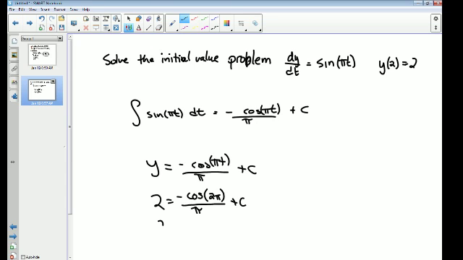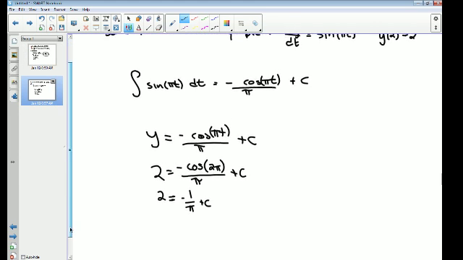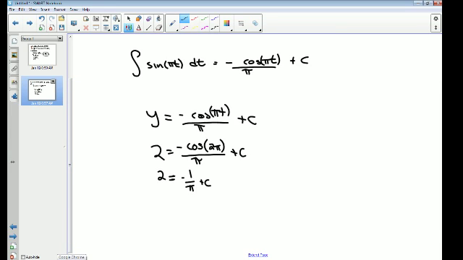So 2 equals negative 1 over pi plus c. And what is our constant then? This is a no calculator problem. All you do is add 1 over pi, and you're done. We don't need decimals. Mathematicians are very happy with an exact answer, because once you do a decimal, it's not exact anymore.